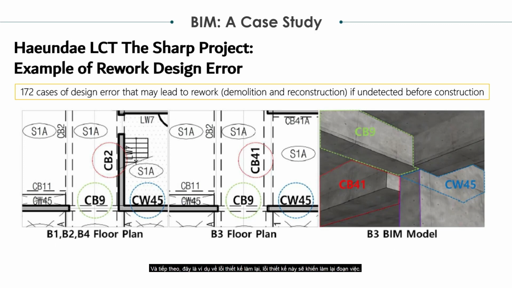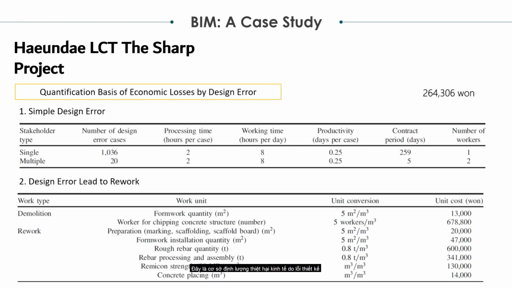And next, this is an example of the rework design error, a design error that will cause rework. We can see here in the B1, B2, B4 floor plan, this beam is CB2. But in the B3 floor plan, this beam is CB41. This is the beam model that they built. When we use CB41 here, we can see that it is not the same as the dimension of the opposite beam here. And this one is the quantification basis of economic losses by design error.